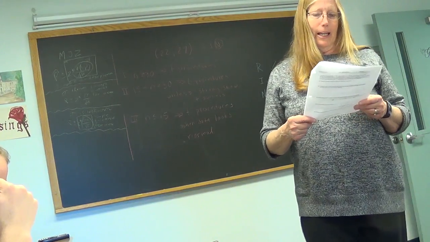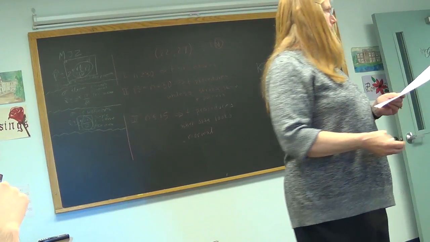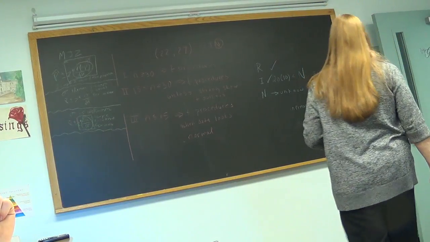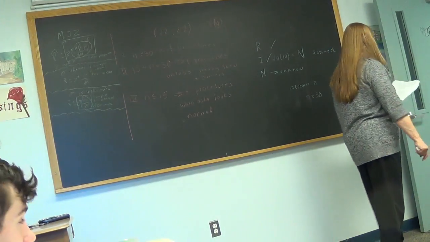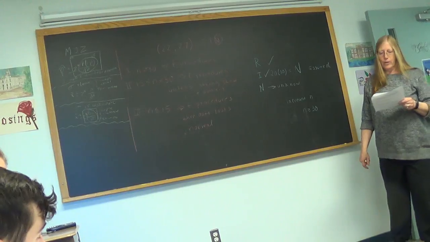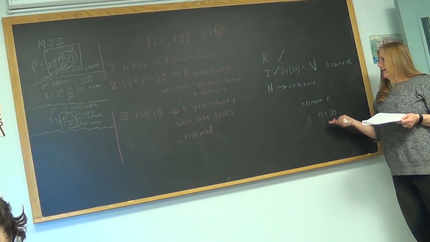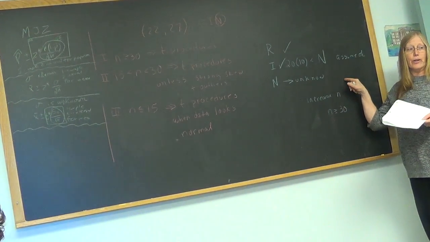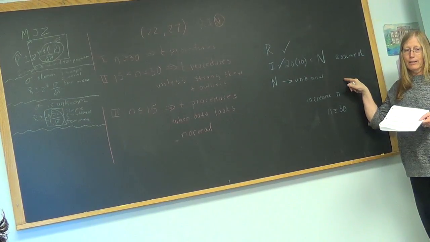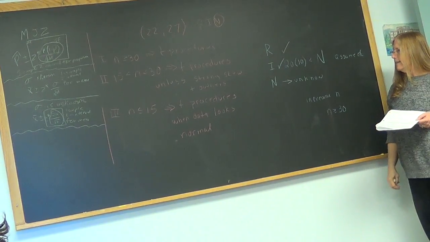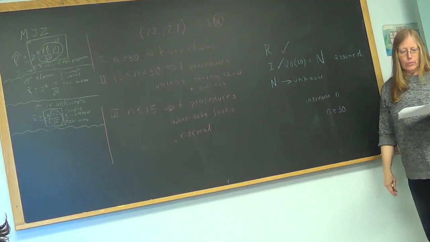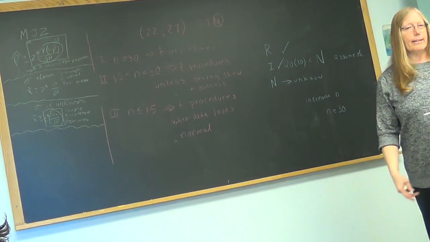All right, read B for us. So it's not normal, and it asks what additional information would be required, and there's two answers to that. We would have to know that it started from a normal population, or we could increase N to greater than or equal to 30. We have two choices.